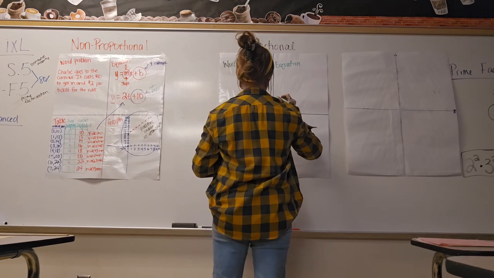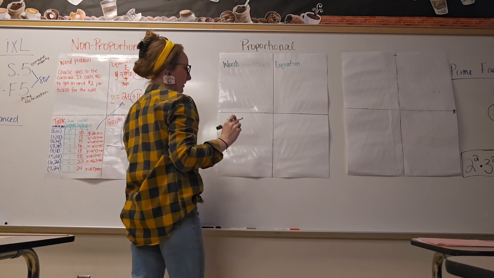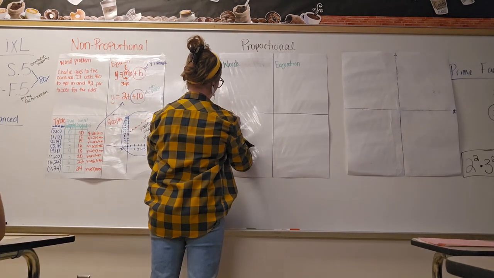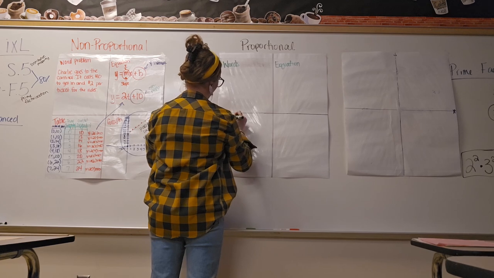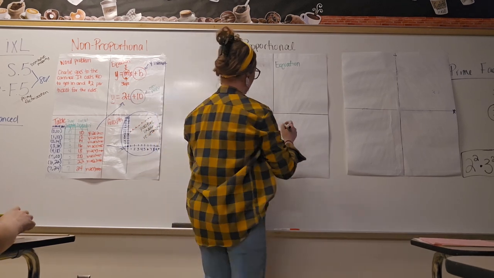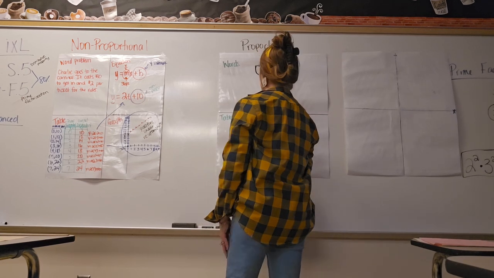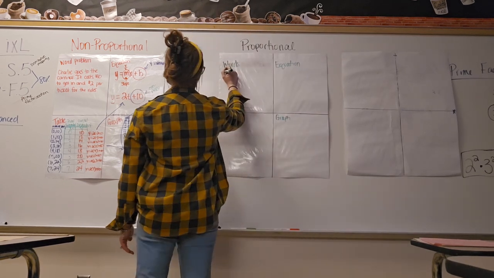I hope everyone's paying attention. What's another way that we can represent it? Through a table. We can put our data on a table. Or we can what? Put it on a graph. We can put it on a graph. All right. So our word problem.